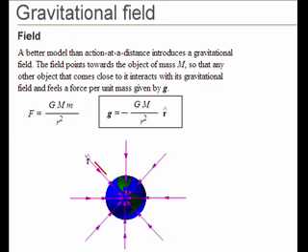A better description is to assume that there is a gravitational field around a massive object. This produces a vector quantity that points to the center of mass of the object. A small test particle would feel a gravitational force which depends upon where it is located within the gravitational field.